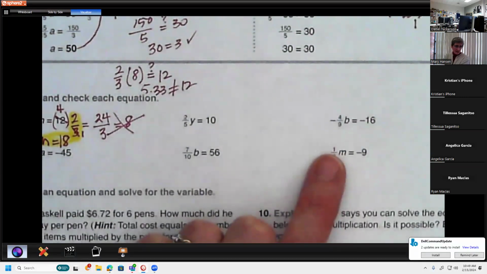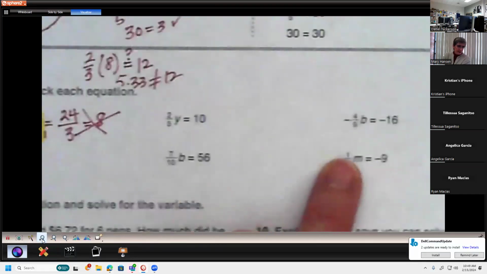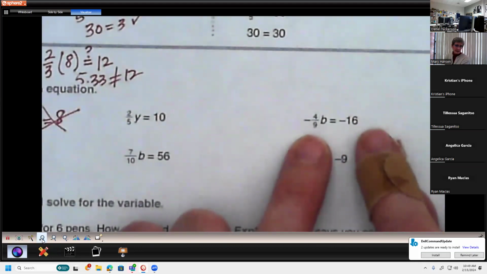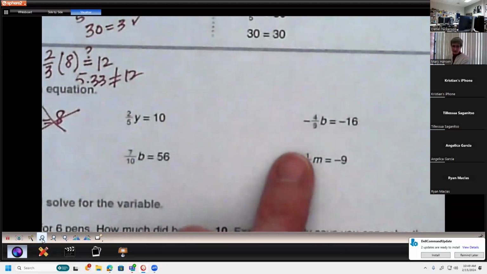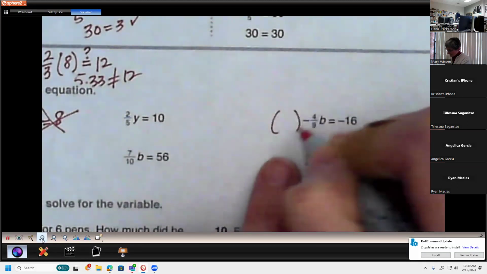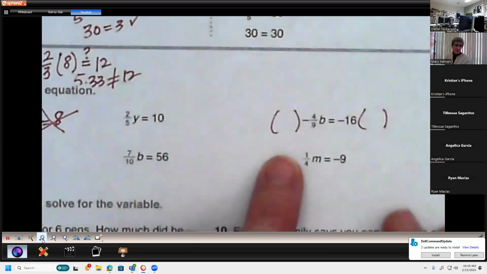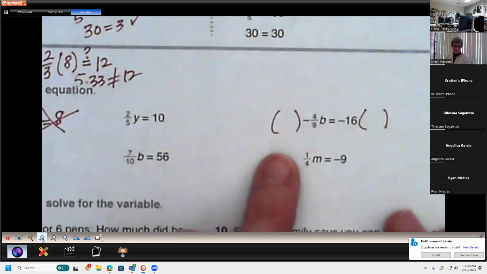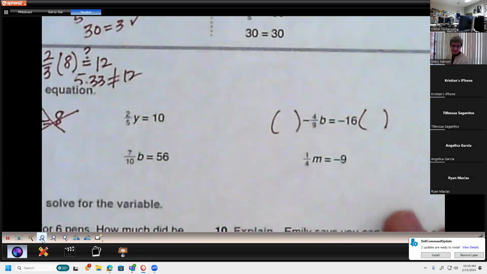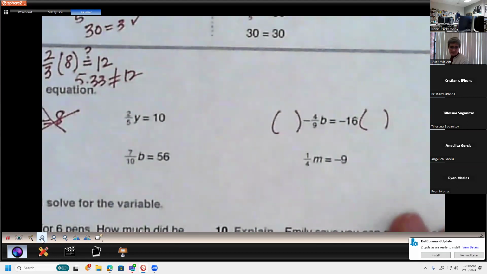Okay, so I have the fraction -4/9 being multiplied times b. And so I need to get rid of that fraction. And so I'm going to multiply by what? You put it in the chat. You can holler it out in flag. You can turn on your mic. What should I multiply by? Be brave.